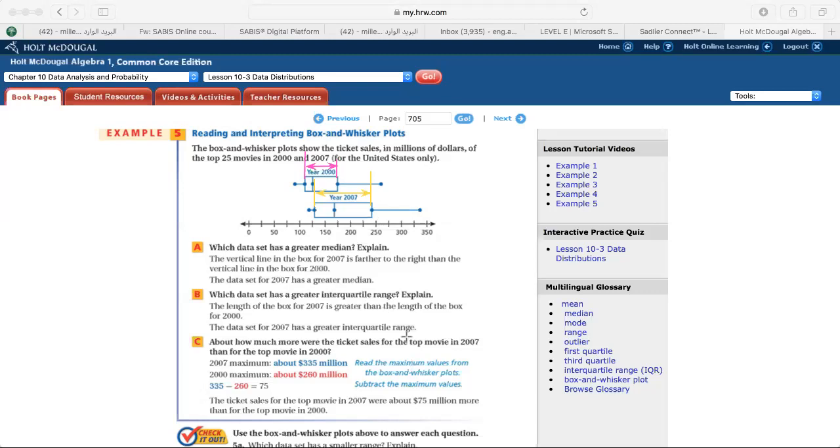Top here has a meaning. Top here means maximum. So I'm going to see the maximum here and the maximum here.